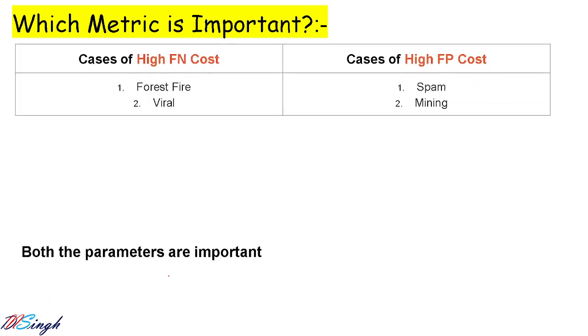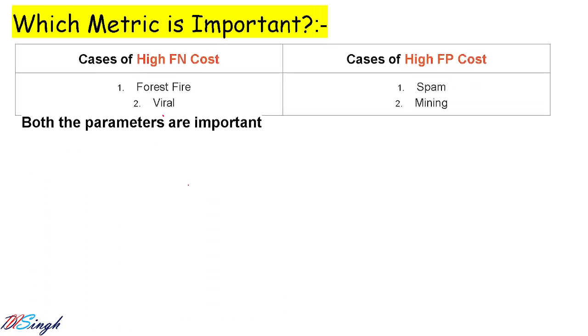There we go. Cases of high FN cost, like forest fire or viral outbreak. Cases of high false positive cost, like spam. स्पैम, अगर कोई चीज़ स्पैम नहीं है और उसको स्पैम में क्लासिफाई कर दिया तो क्या होगा, मेल आप पढ़ेंगे नहीं, because it will go into the spam folder, और हो सकता है कि वो आपका ज्वाइनिंग लेटर हो, तो किसी व्यक्ति का कैरियर भी खराब हो सकता है. तो यहाँ फॉल्स पॉजिटिव केसेस प्रॉब्लमेटिक हैं.